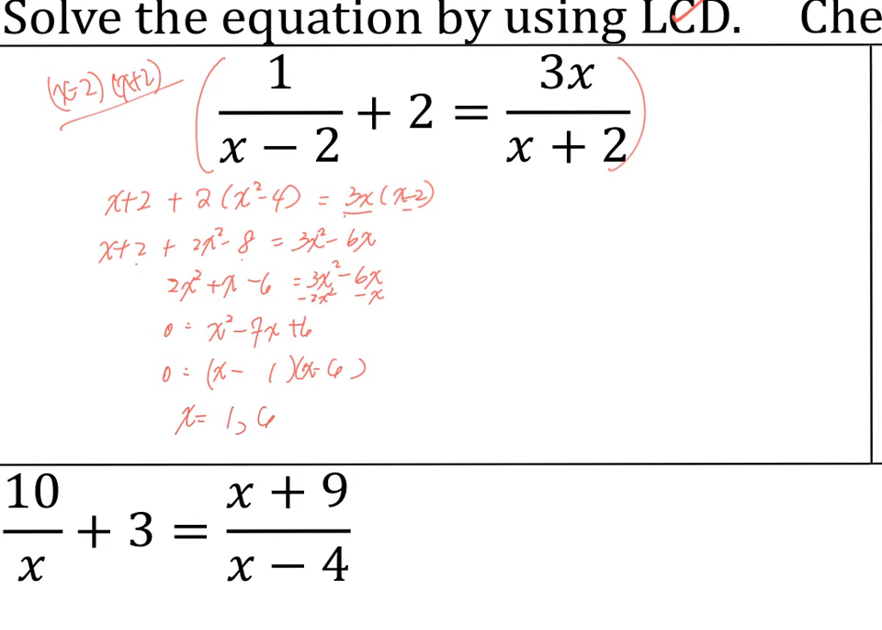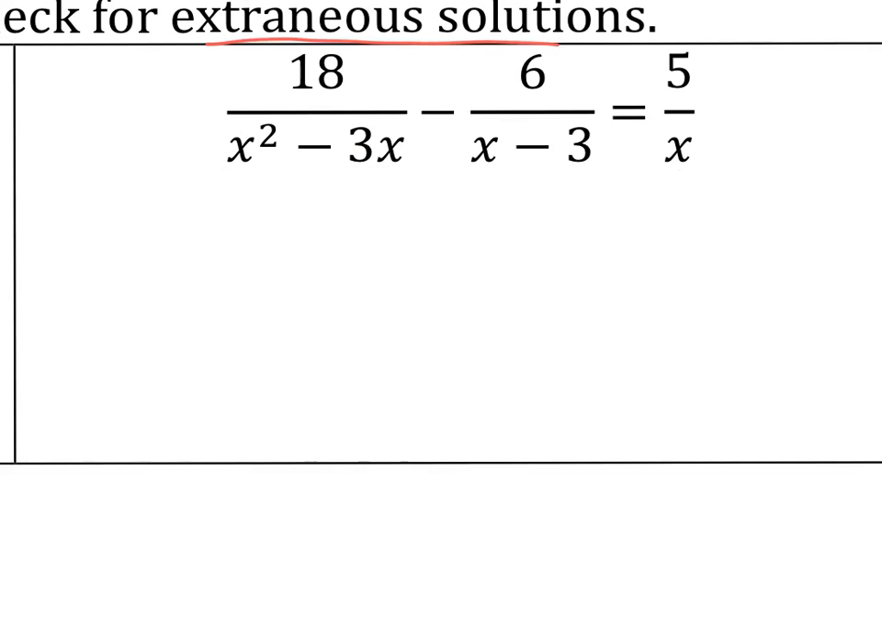And now we need to double check if they're extraneous. If we substitute 1 here, it does not produce a denominator of 0, so it's not extraneous. And if we put 1 here, 1 plus 2 equals 3, it's fine. It does not equal 0, because if you have something like this, then it can't be a solution. Okay, and we put in 6, same thing. It's fine. So we have 2 solutions. Okay, and now again, let's first factor the denominator.